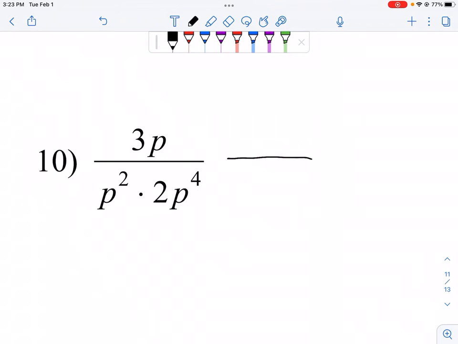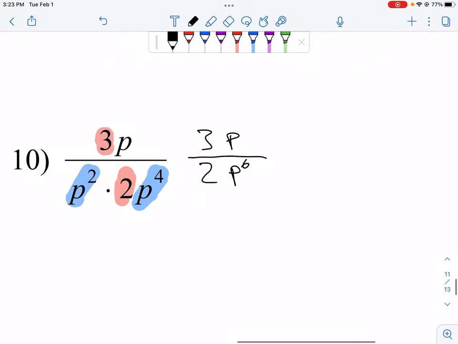All right, in 10, if I'm looking at my base coefficients of 3 and 2, those do not reduce. I'm going to put p to the second and p to the fourth together to make p to the sixth. There's still p to the first on top. And then I'm going to go ahead and subtract. So I've got 3 over 2, and then 6 minus 1 is 5, so there are 5 p's left on the bottom.